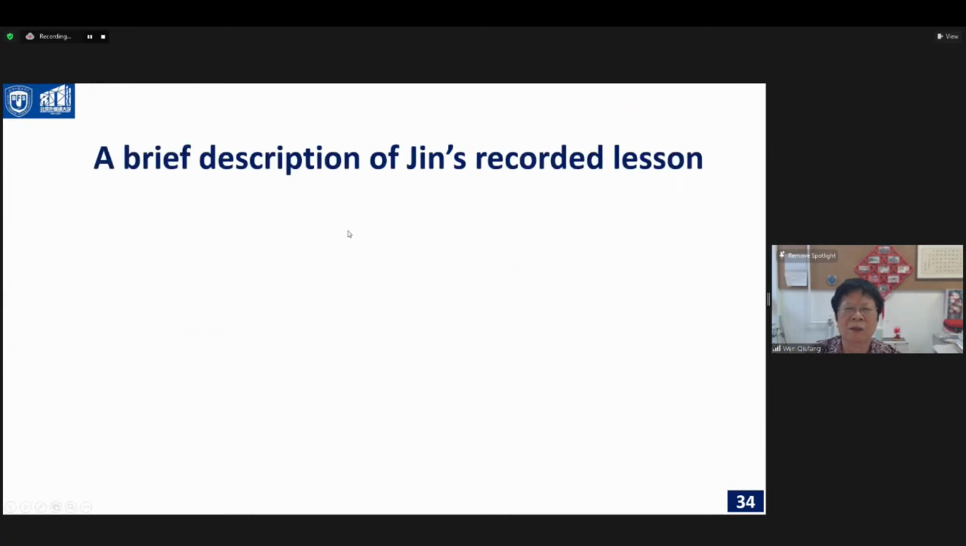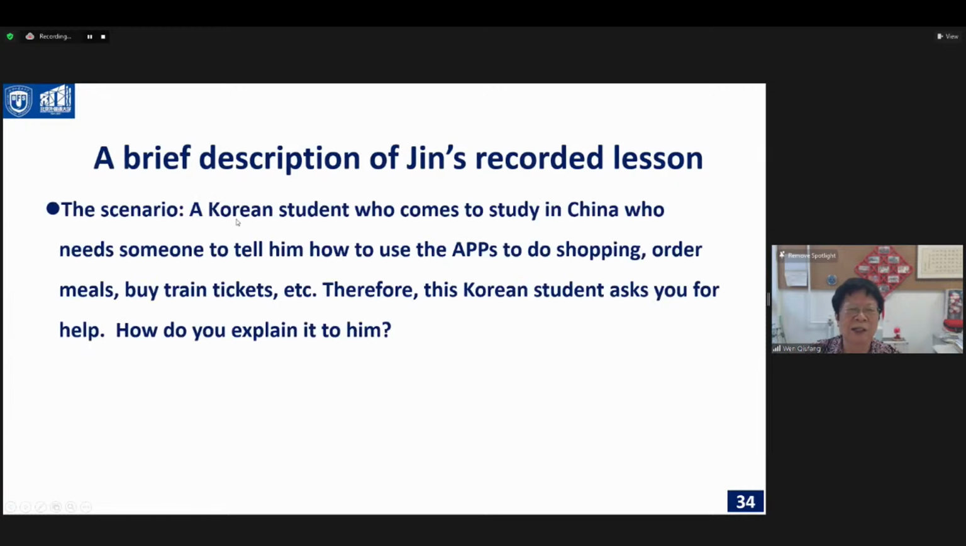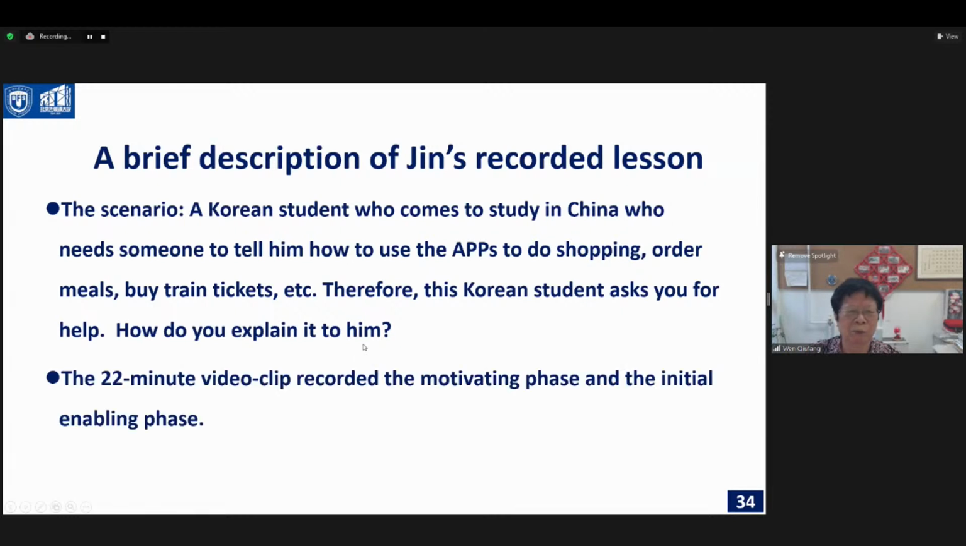Okay. Now, a brief description of Jing's recorded lesson. The scenario: a Korean student who comes to study in China needs someone to tell him how to use the apps to do shopping, order meals, buy train tickets, etc. Therefore, this Korean student asks you for help. How do you explain to him?